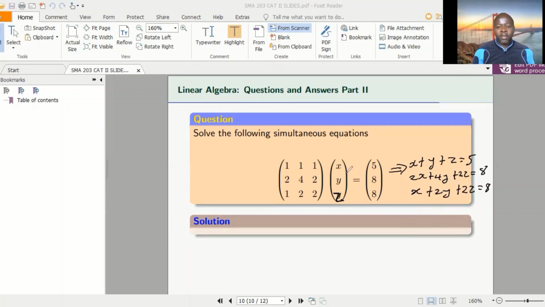So in fact, if you are given this, you don't need to write this for you to begin solving. Just know that they are the same. We can solve either by Gaussian elimination, or Gauss-Jordan, or by Cramer's rule. The question has not specified the method to use, so you choose any of the methods. Now let's solve this, and let's extract the augmented matrix: 1, 1, 1, 5; 2, 4, 2, 8; 1, 2, 2, 8.